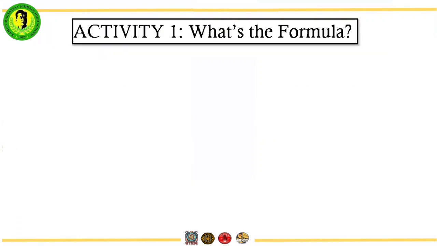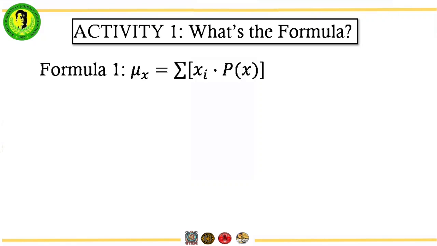So first activity, what is the formula? I will present some situations and you will identify what formula is most appropriate or most applicable for that situation. So let's review what are the formulas that we've discussed so far about the mean and the variance of a discrete random variable. First formula is mu of x.